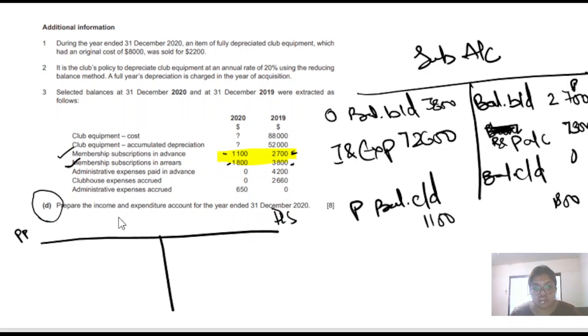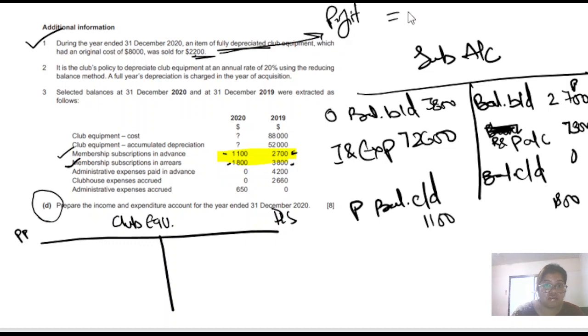So whatever you have in front of you for club equipment, you are going to solve it out. Here, in additional information 1, they said it is fully depreciated. It means whatever the sale is, that's your profit. So they have directly told you the profit for sale of equipment is 2,200. They charge 20%, but the depreciation is charged on the closing value, and the closing value is not given in the question, so you have to calculate it.